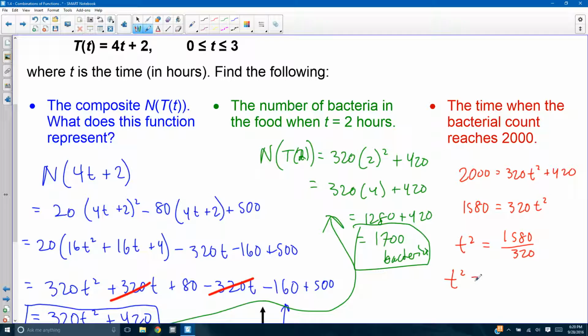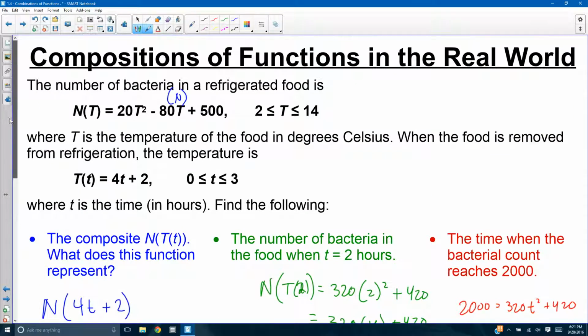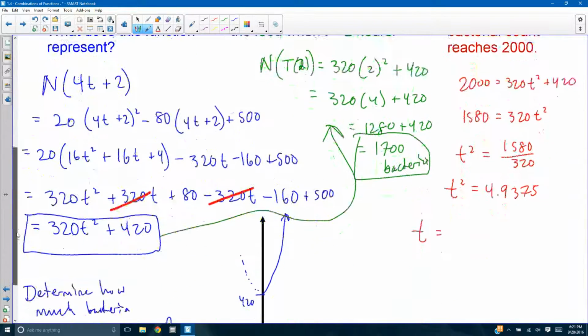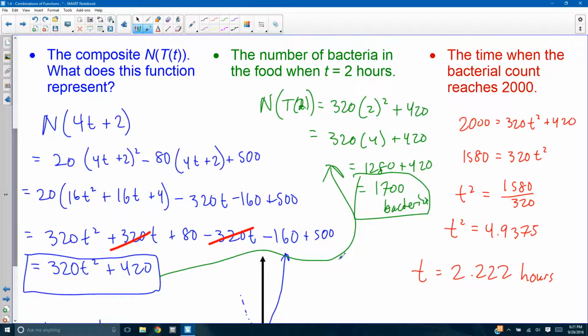Dividing that, you get an exact value of 4.9375. Take the square root, and T will be, now it's not plus or minus. You can't have plus or minus hours here, especially given the domain. Not saying you can't have negative hours, because negative hours represents before the fridge stuff, but this is only what we can consider. So the square root of that value becomes 2.222, and you might think it's all twos. No, it kind of stops after that, but it's 048604. So 2.222 hours is the number of hours it would take for your bacterial count to reach 2,000.